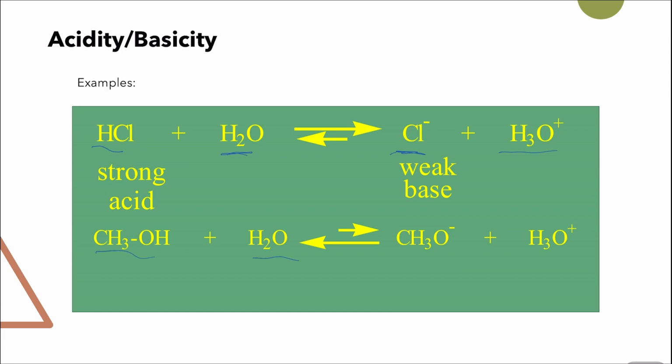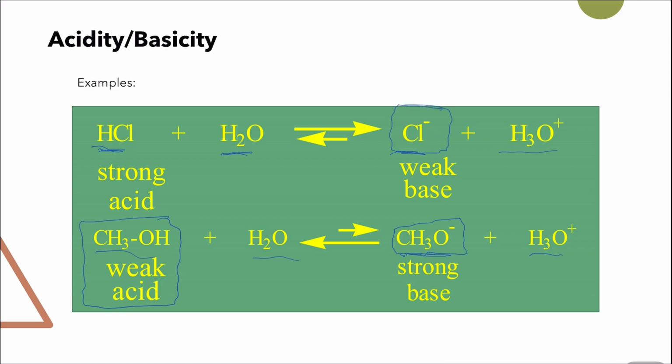Now take something like methanol in water to give methoxide and hydronium. The methanol itself is a weak acid, and the methoxide itself is a strong base. So methanol will favor the undissociated form because it's the weak acid form. HCl will favor being dissociated because the base is the weaker form. Remember also that these two arrows mean that this dissociation is reversible, meaning it can go both ways, this way and that way.